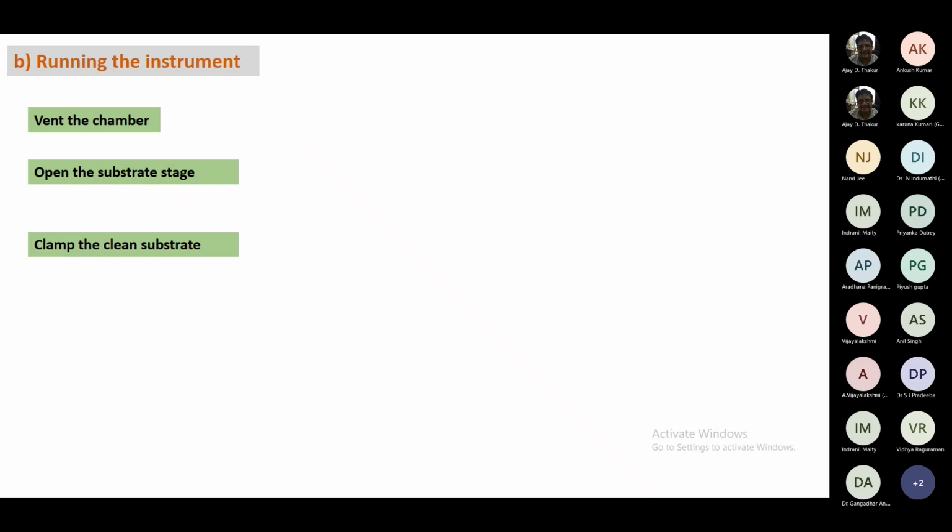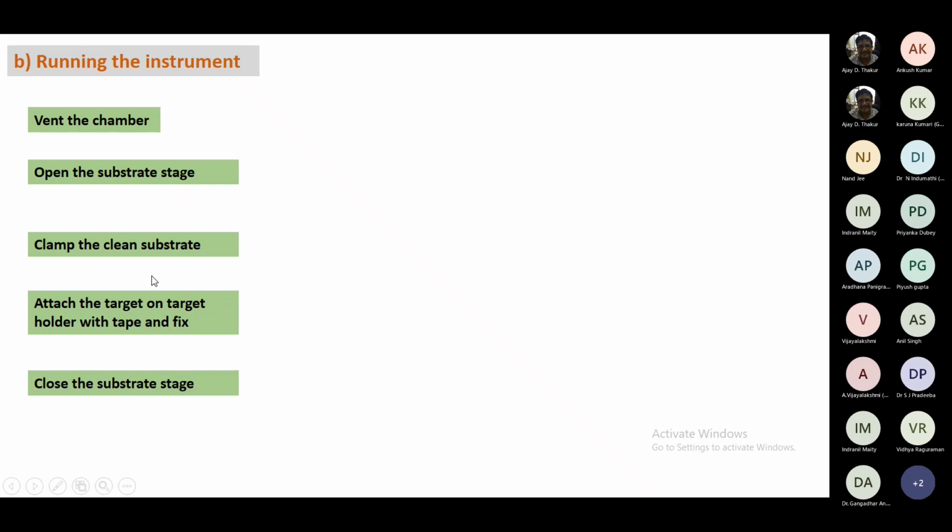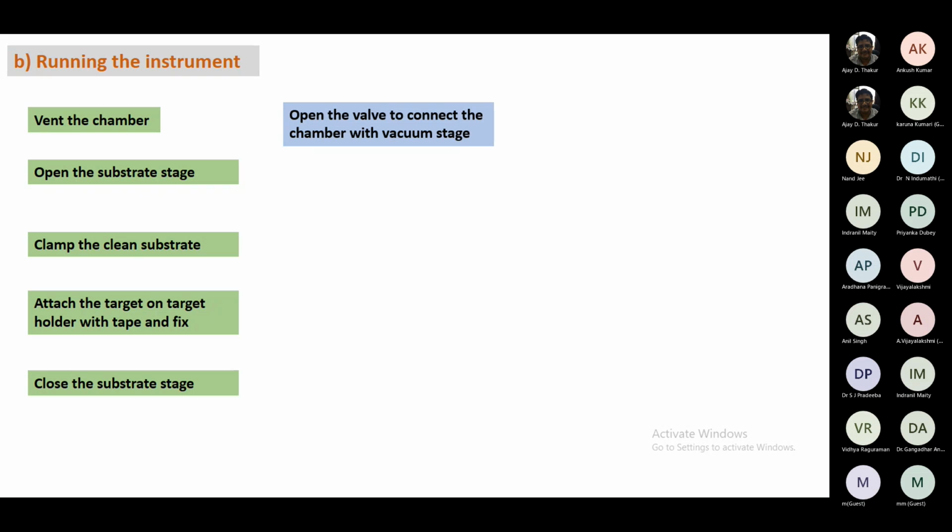Then we will clamp or use silver paste. Using silver paste, we will paste the clean substrate at the head of the substrate stage, which is also a heating element. Then we'll attach the target on the target holder with some tape. Here we are using carbon tape, and then we have to fix it. After that, we'll close the substrate stage. Then the chamber is closed. After that, we'll open the valve to connect the chamber with the vacuum stage, like the turbomolecular pump and this roughing pump stage. We have to connect the chamber.